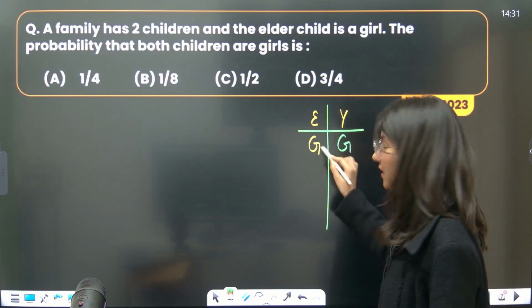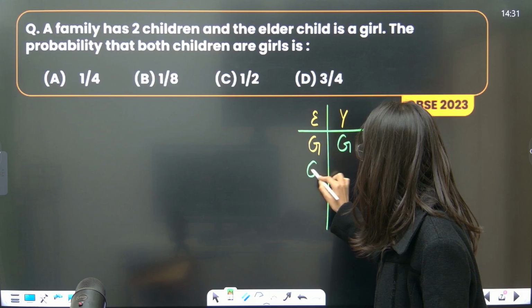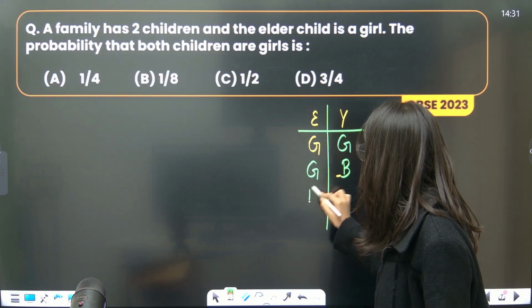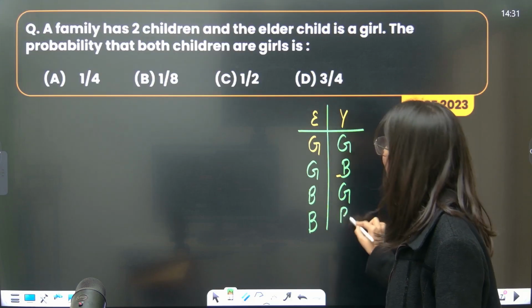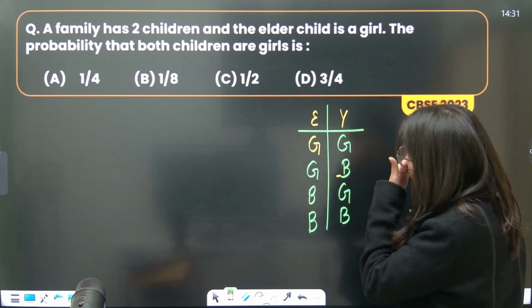It could be girl, girl. This is the favorable outcome. This is girl and this is boy. Boy, girl, and boy, boy. These are the four possible things when a family has two children and the elder child is a girl.